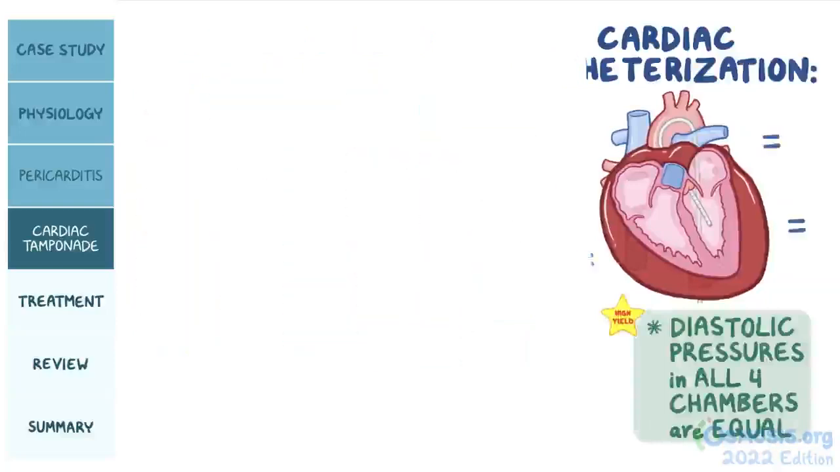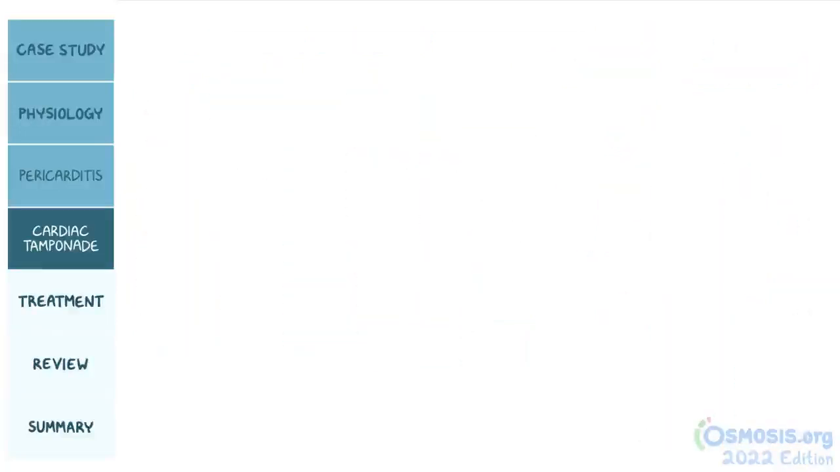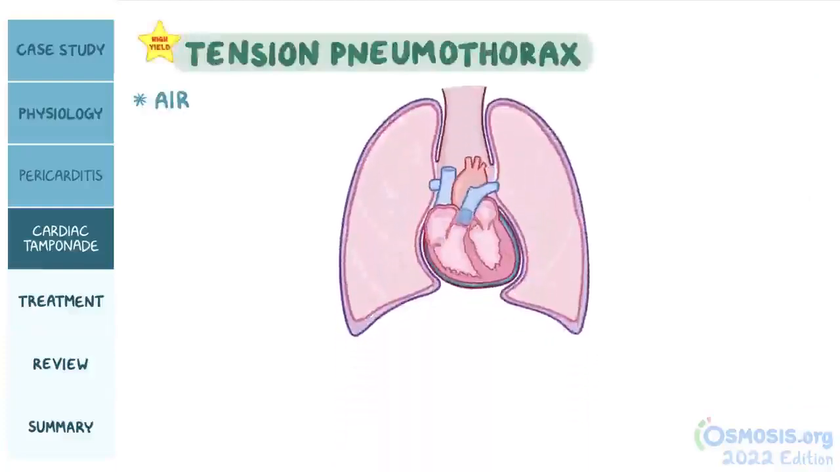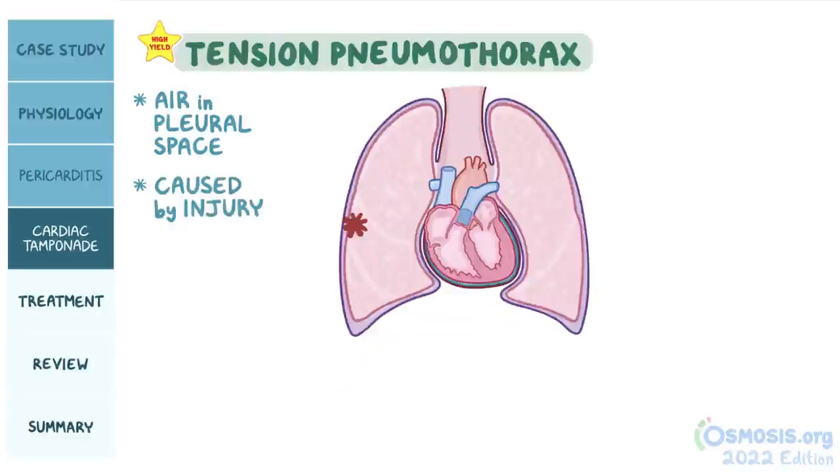For your exams, it's important to differentiate cardiac tamponade from tension pneumothorax. Pneumothorax means that there's air in the pleural space. This is often caused by injury to the lung or damage to the pleura, which can form a one-way valve, allowing air to go in, but not to go out.